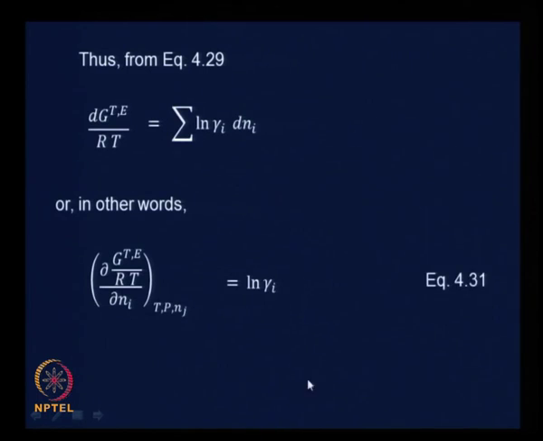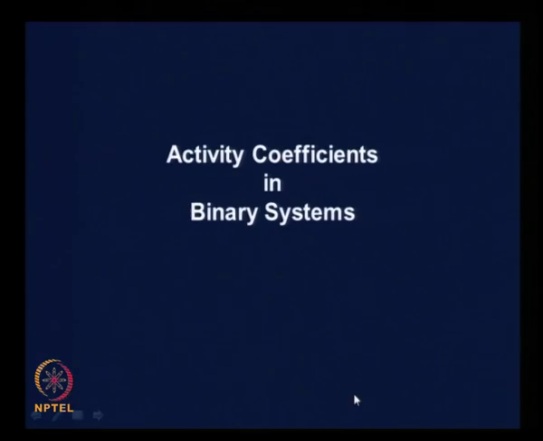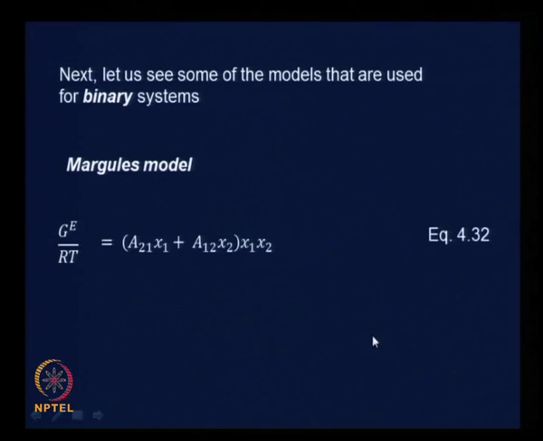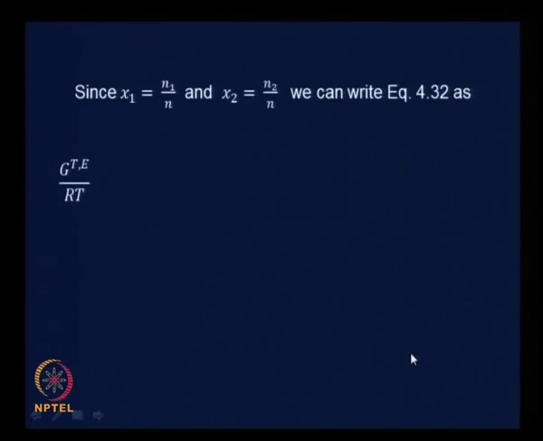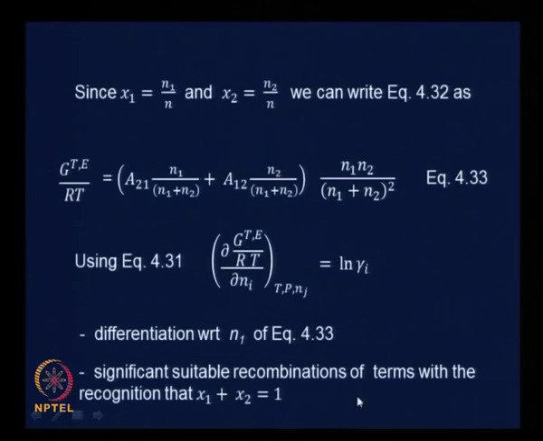We had used this as the basis to come up with models, or at least to see the models for obtaining activity coefficients if GTE by RT is known as a function of composition. Earlier we saw some intuitive models, rather before that I should say we started looking only at binary systems from then onwards, and earlier we saw some intuitive models by Margules, which gave us GE by RT equals A21 x1 plus A12 x2 times x1 x2, and by following the differentiation with respect to one of the mole numbers and suitable recombination, we could convert it this way, or we could do it in terms of x1 x2 also, that is what we did later, but here we did convert it to n1 and so on.